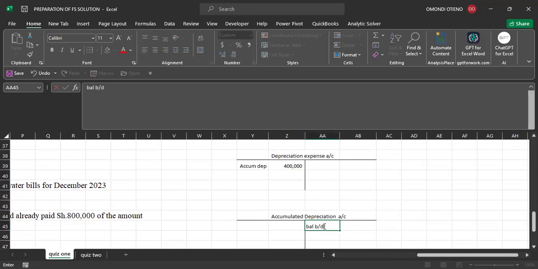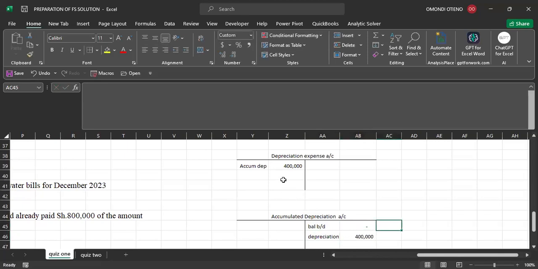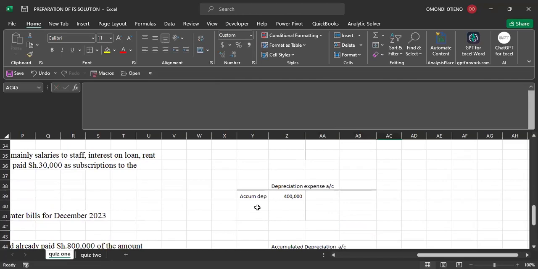So accumulated depreciation, we don't have a balance brought down. This person started business in the same year, so balance brought down is not there, right? Whatever is coming from the depreciation expense account, which of course is an income statement item. So we are going to have depreciation. Depreciation is bringing in how much? 400,000.